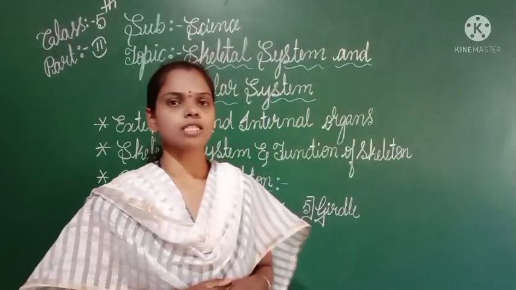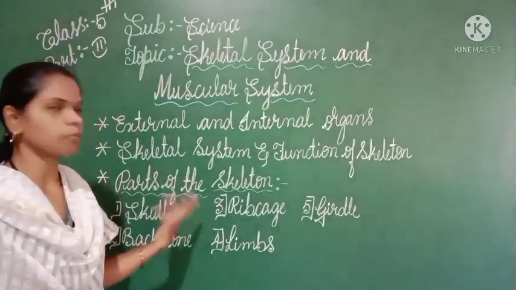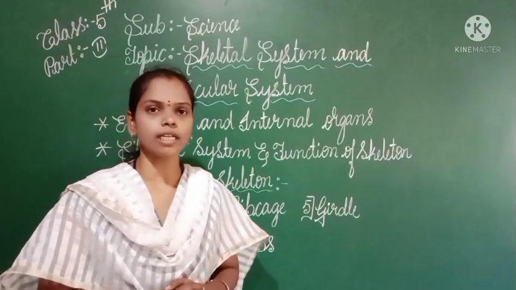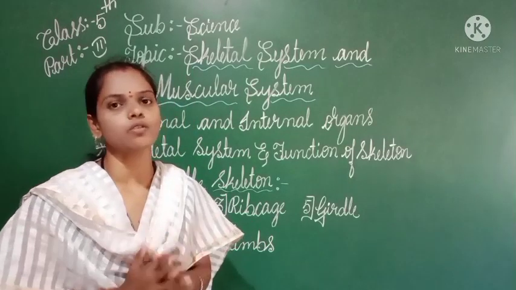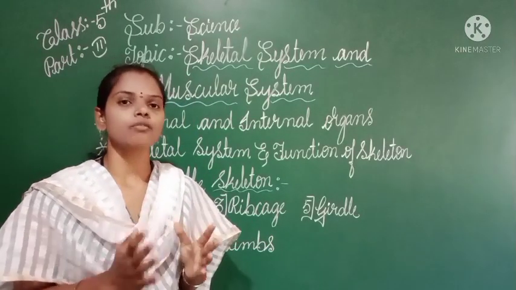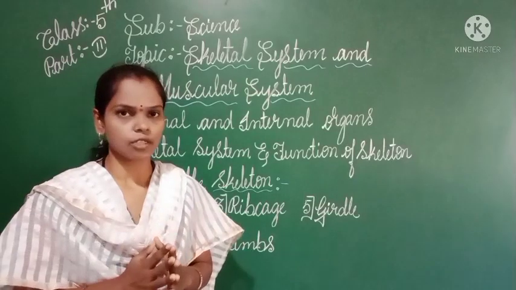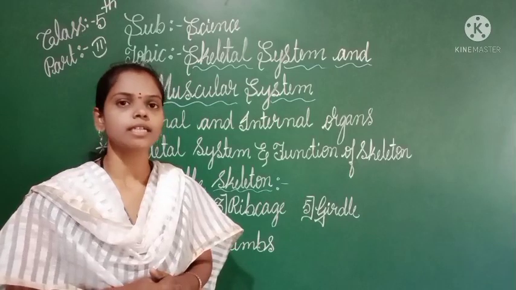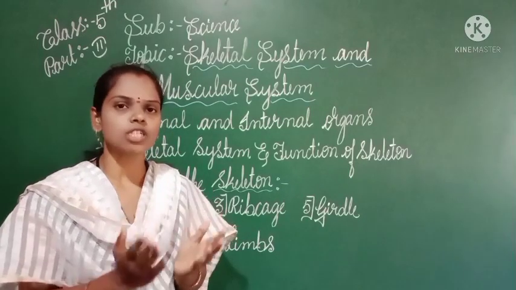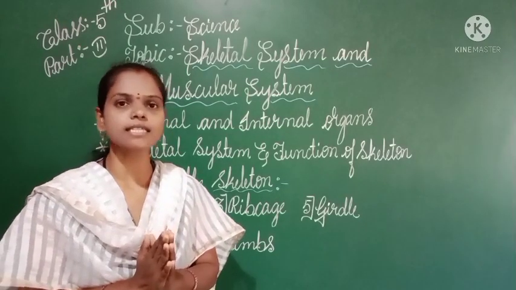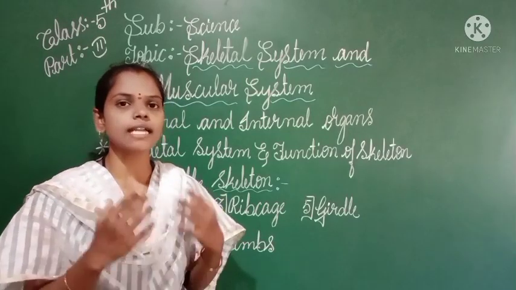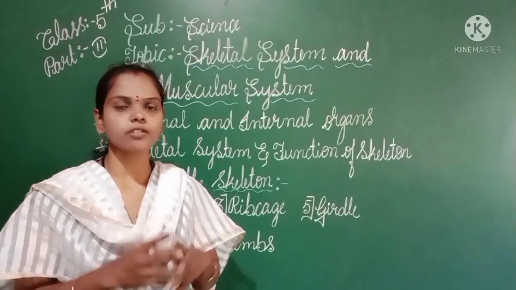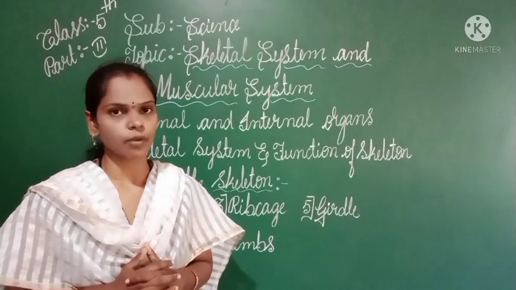The next part of the skeletal system is the rib cage. Dear students, the rib cage contains totally 12 pairs of curved bones. Each curved bone forms a cage. The 12 pairs of bones are nothing but ribs. That curved shape is known as a cage. Inside the rib cage, the heart and lungs are present, which are protected by the rib cage.